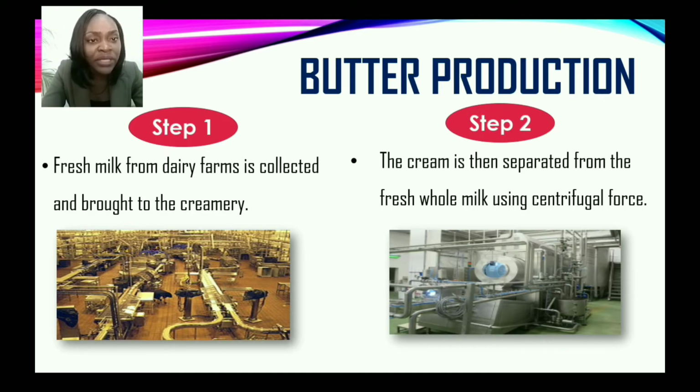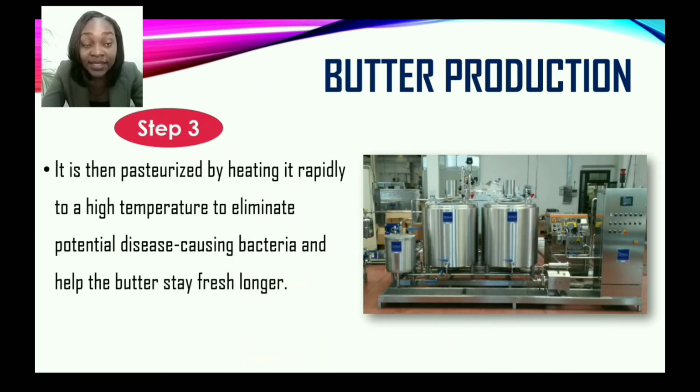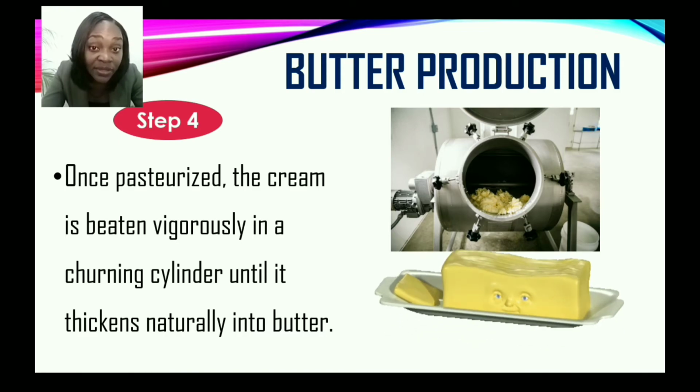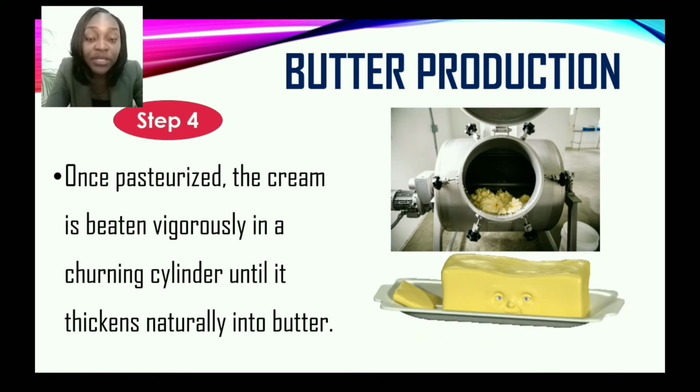Now, let us look at the steps in a little more detail, right? So, step 1. Fresh milk from dairy products is collected and brought to the creamery. Good. Fresh milk, same as we say raw milk. That means no form of processing was done to the milk. Step 2. The cream is then separated from the fresh whole milk using centrifugal forces. And when we speak of centrifugal forces, we're speaking of the rapid spinning of the milk to get it separated. Step 3. It is then pasteurized by heating it rapidly to a high temperature to eliminate potential disease-causing bacteria, and also to help the butter stay fresh for longer. Good. So the process of pasteurization also kills harmful microorganisms or bacteria, and it also increases the shelf life of the butter.